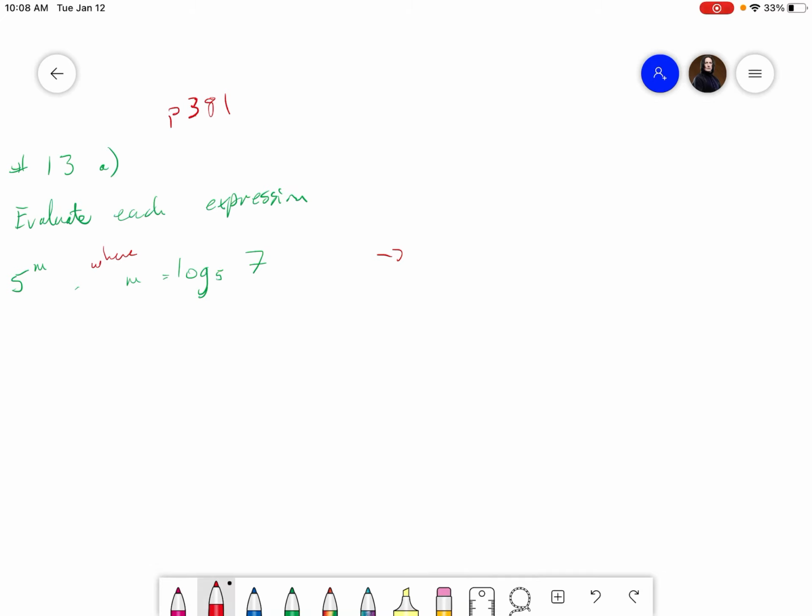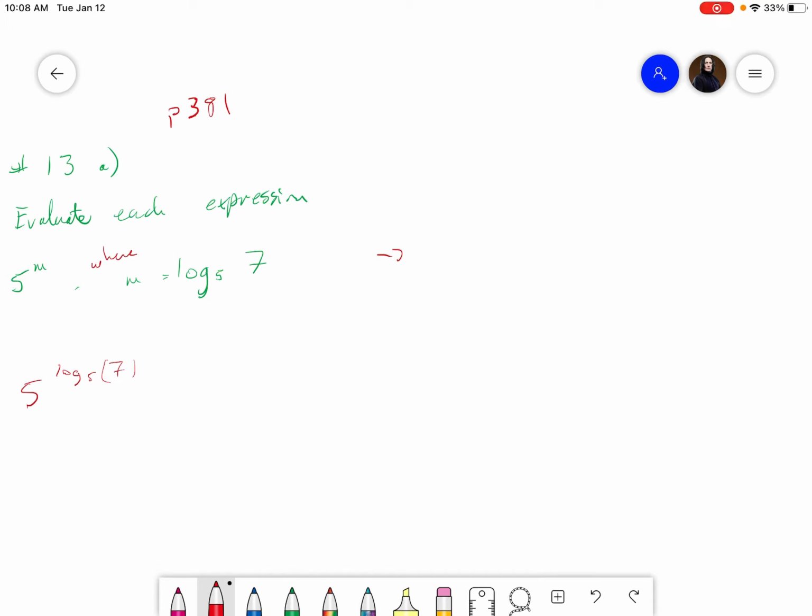So first thing I'm going to do is perhaps just substitute m and see what that looks like. So 5 to the exponent log base 5 with an argument of 7. I'm just going to put in brackets to make it a little bit nicer. Well, what does that equal to?